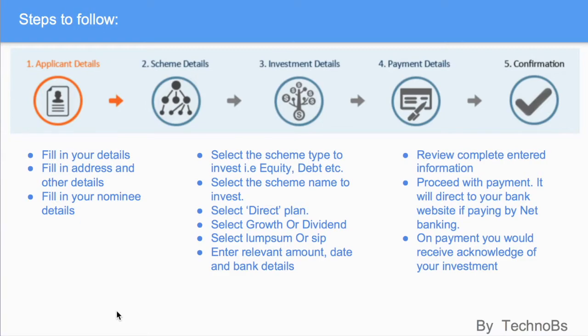Okay, once you select direct, you'll be asked whether you want to go with the growth or dividend option. The order can be anyway. So once you select the scheme name, it might directly ask you first whether you want to go with the growth or dividend option, and then it might ask you further whether you want to go with a direct plan or not. And then you will be asked whether you want to do a one-time investment or you want to go with a systematic investment plan.